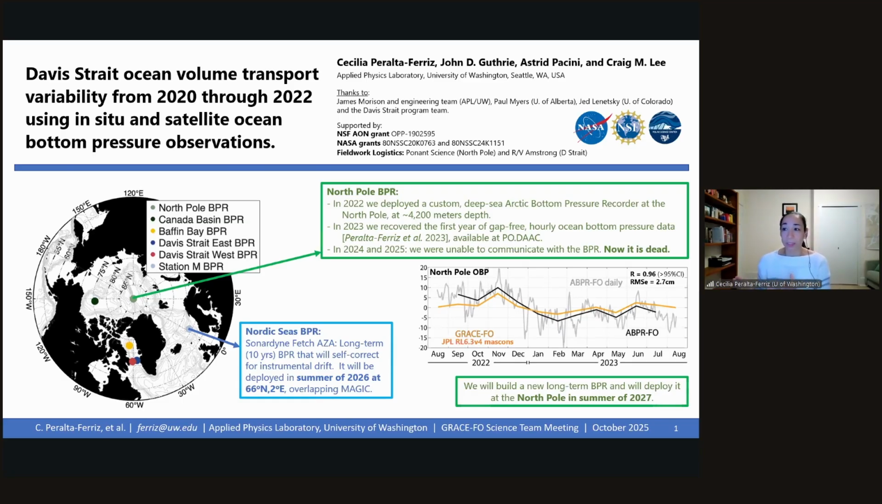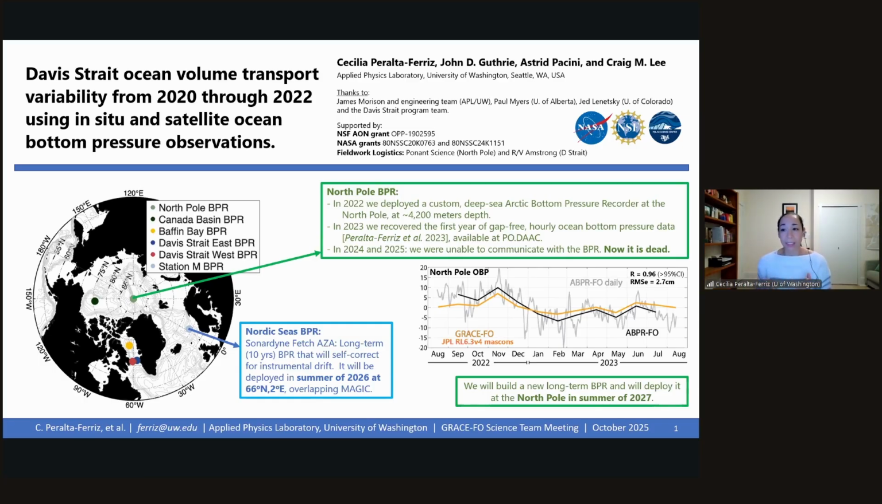The main presentation in the agenda has the link directly to this record. And if you have any questions, there's documentation there. If there's any questions about it, please send me an email. The bad news is that this instrument was built to last for 5 years. And unfortunately, to my biggest disappointment and frustration, in 2024 and 2025 attempts to recover the second year and third year of data, we were unable to communicate with the pressure sensor. So now we presume it's dead.